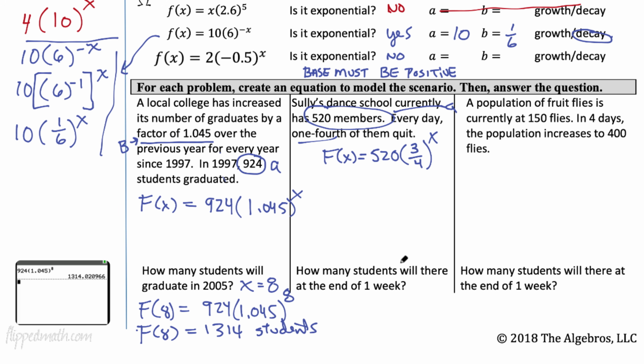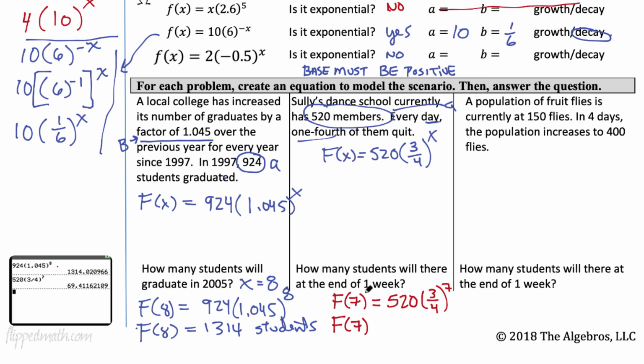So how many students will there be at the end of 1 week? And because this is in days, that means I'm going to plug in 7. All right, so f of 7 is going to equal our initial value, 520, times 3/4 to the 7th power. That's going to be our exponential function. You can see as we work that out, make sure that you use parentheses in your calculator. And all of that will equal 69.4 students. So we'll just leave it at 69 students. We're going to round that.